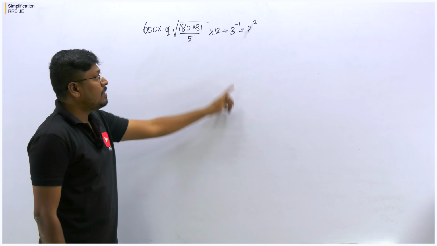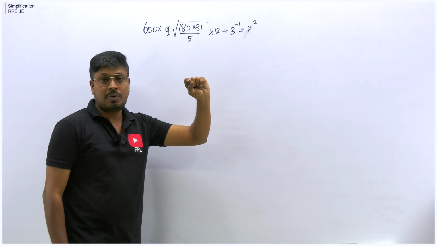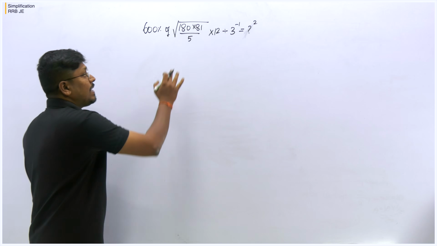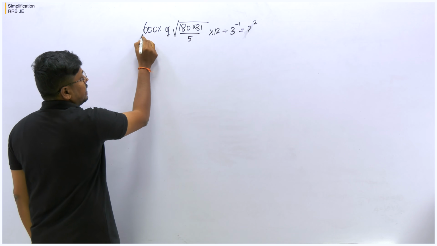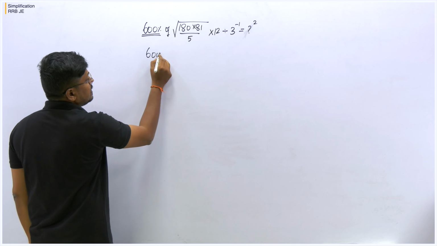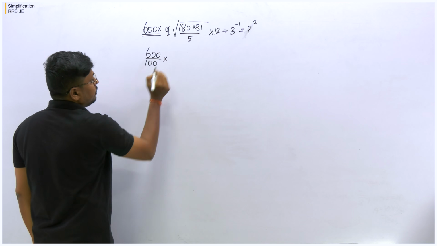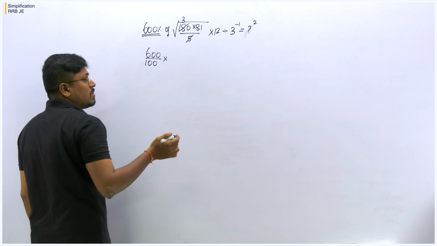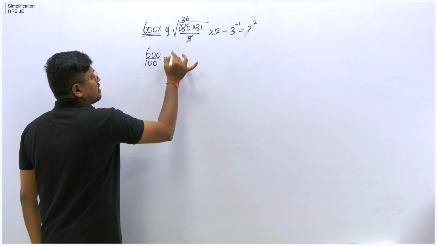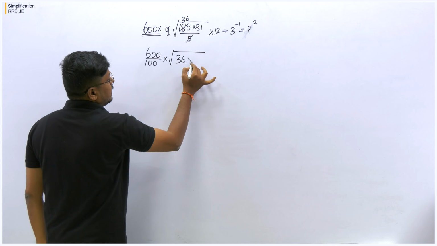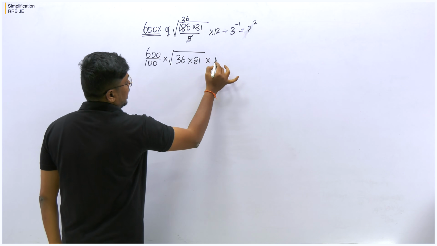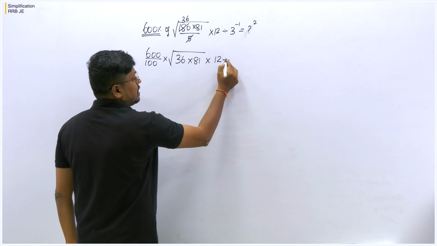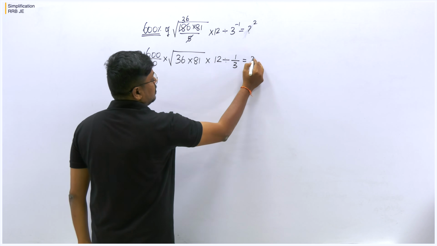So here we have percentage, square root, 3 power minus 1. First be careful how to convert this 3 power minus 1. Just now I have told you: 3 power minus 1, if you need to convert it, write it as 1 divided by 3, right? So we can write the same question as 600 percentage. 600 percentage can be written as 600 divided by 100. Of will be multiplication. So we can cancel 5 here. 5 3s are 15. So remaining will be 3, 6 5s are 30. So square root of 36 into 81, right? So into 12 division 1 by 3 is equals to question mark square.